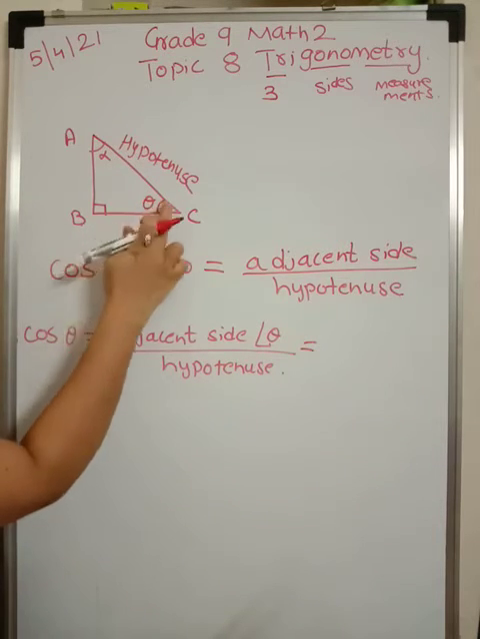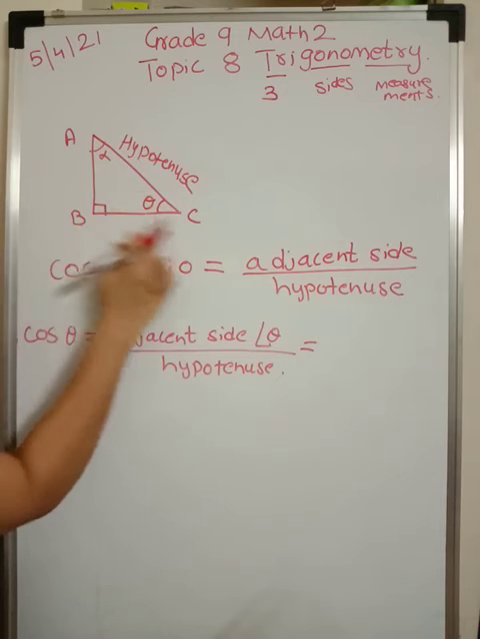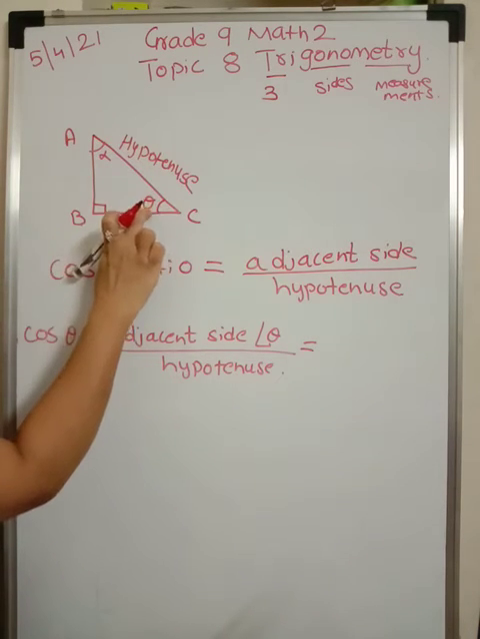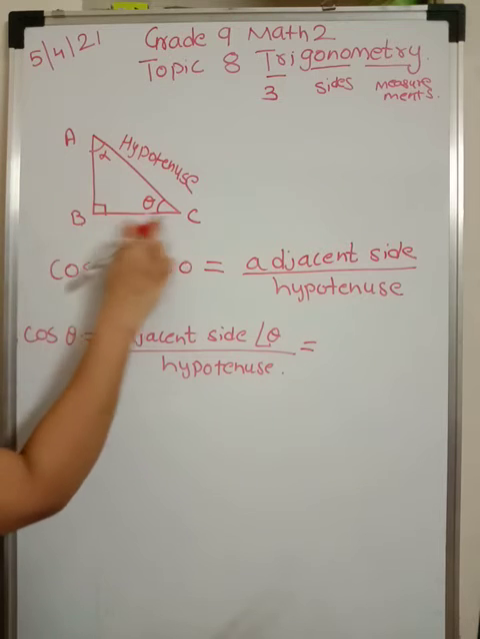Now this is theta, opposite is AB, adjacent to it is BC, because AC is already hypotenuse. So in case of theta, this is opposite side and this is adjacent side.